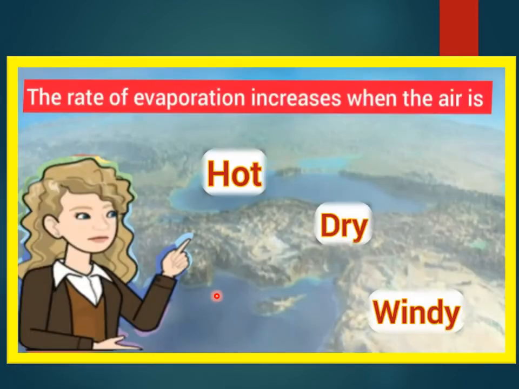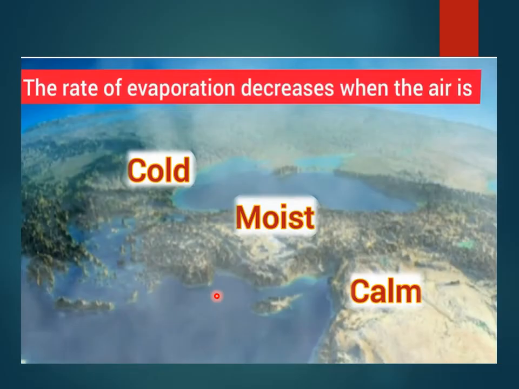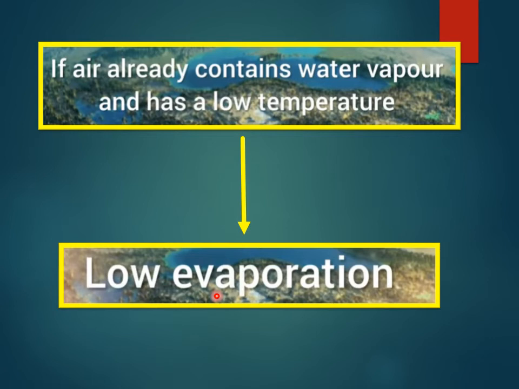Now the rate of evaporation is more when the air is hot, dry and windy. So you see children, on a hot day when it is very hot, we tend to sweat a lot. Now when is the rate of evaporation less? When the air is cold, moist and calm. Now why does air that contains water vapor have low temperature? It is due to low evaporation.